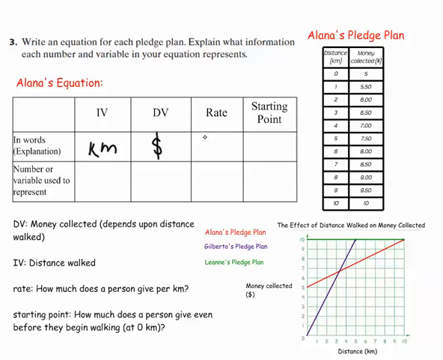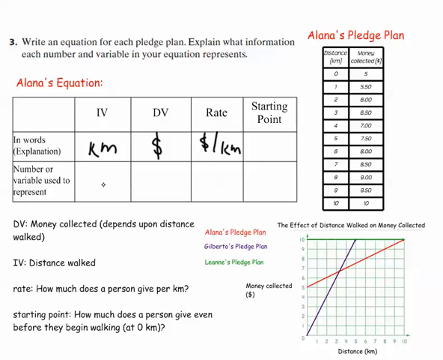Remember, the rate is how much money a person is getting for each kilometer that they walk. And then the starting point is how much each donor is giving up front. Before a person walks a single kilometer, how much is each sponsor giving? So in our table, let's come down to the second row now and decide what we're going to use to represent each of these situations.